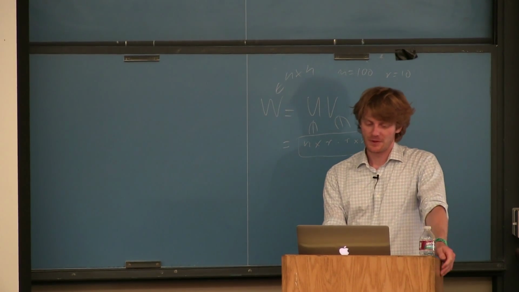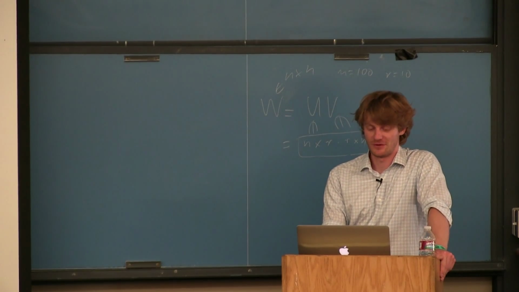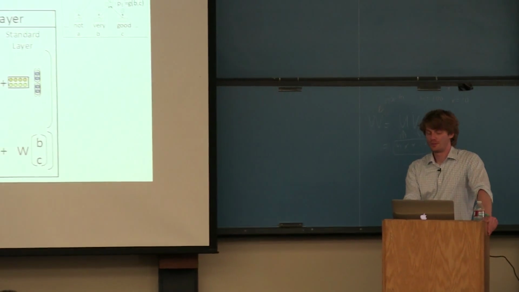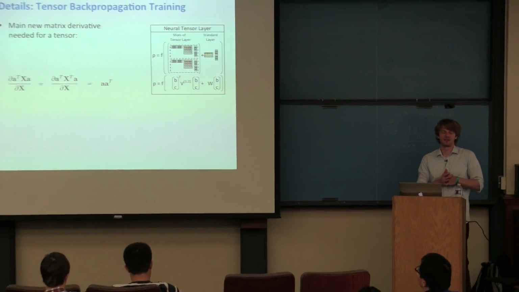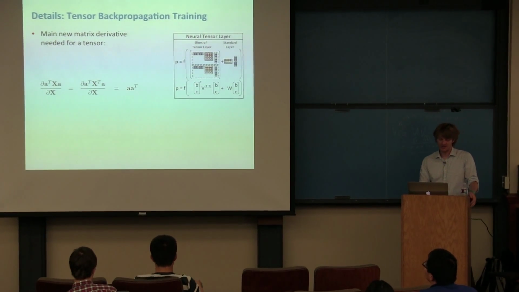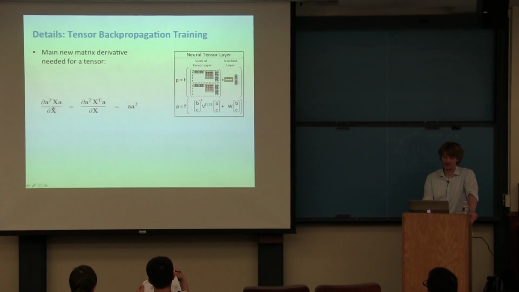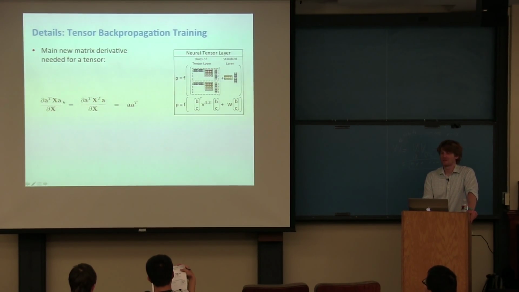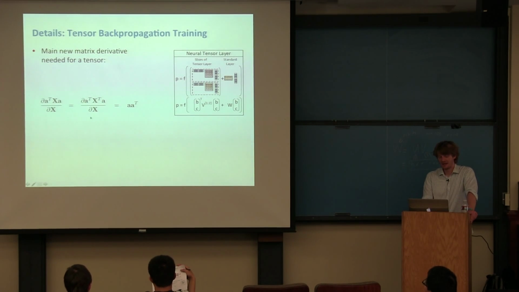Okay, so how do we take derivatives of this tensor beast here? Well, there's really only one new piece of math that you have to learn, which is what is the derivative with respect to x when you have this kind of form A transpose x times A. And again, you can write these out in all the gory details. Just take out all the indices, write it out, and you'll come to the simple fact that it's just A times A transpose, so you have this outer product here.